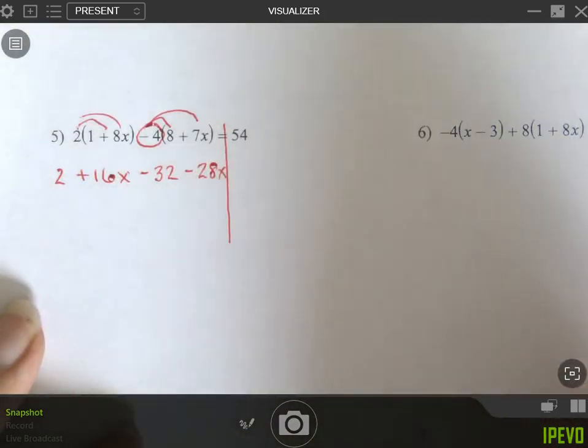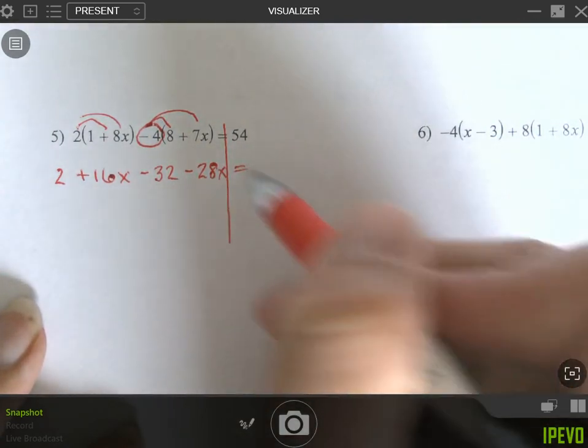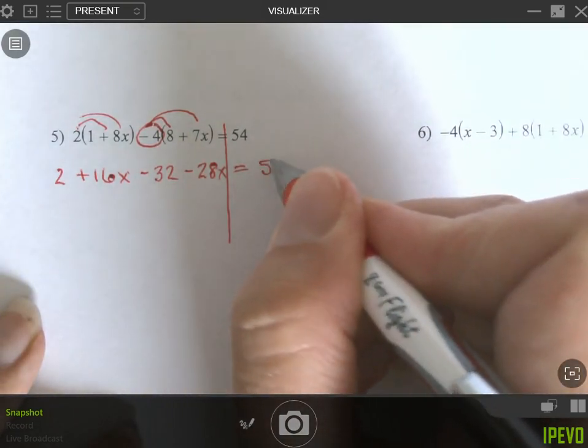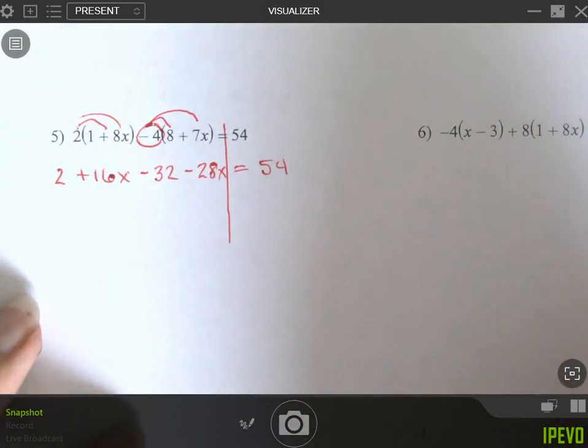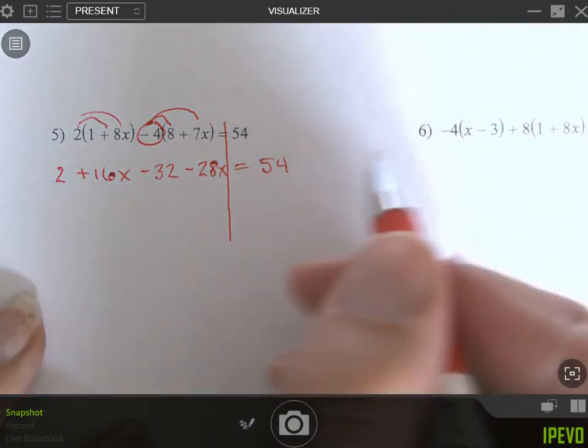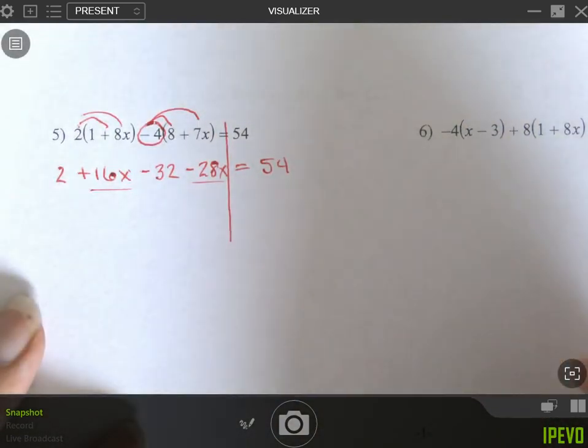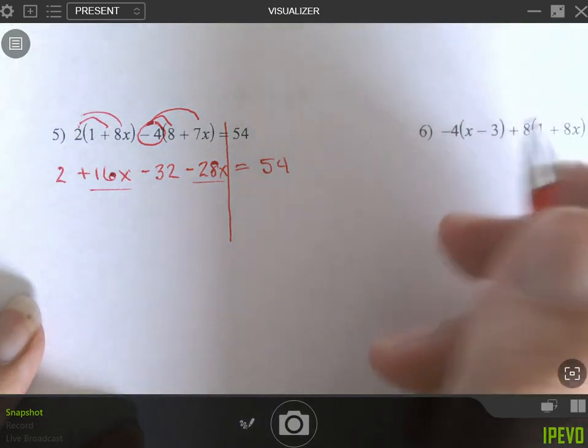And -4 times 7x would be -28x. Now, if you remember in previous lessons, I kept writing the x wherever I wanted to, and then I had to go back and fix it. So this is a little out of order, but pay attention to it. Still equals 54. All right, if I do not cross the line, I don't change the sign. So I'm going to add like terms. I have a 16x and a -28x.